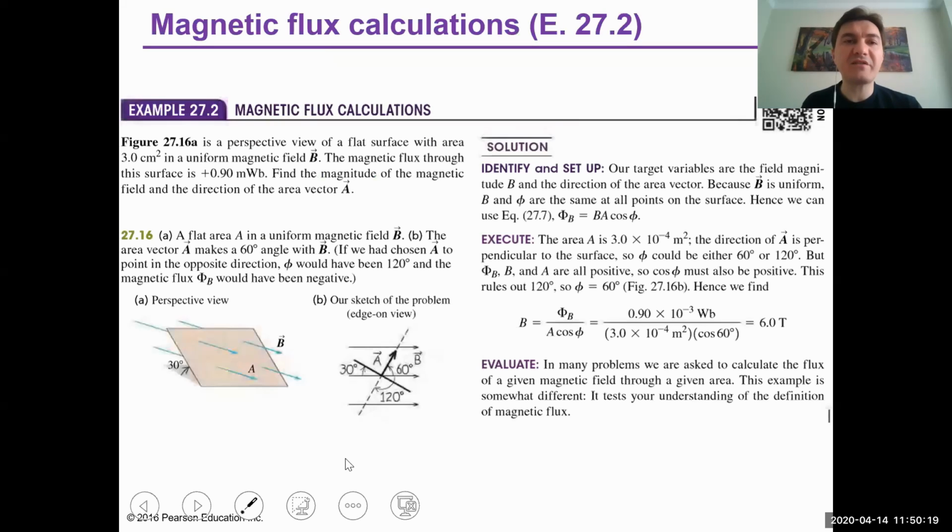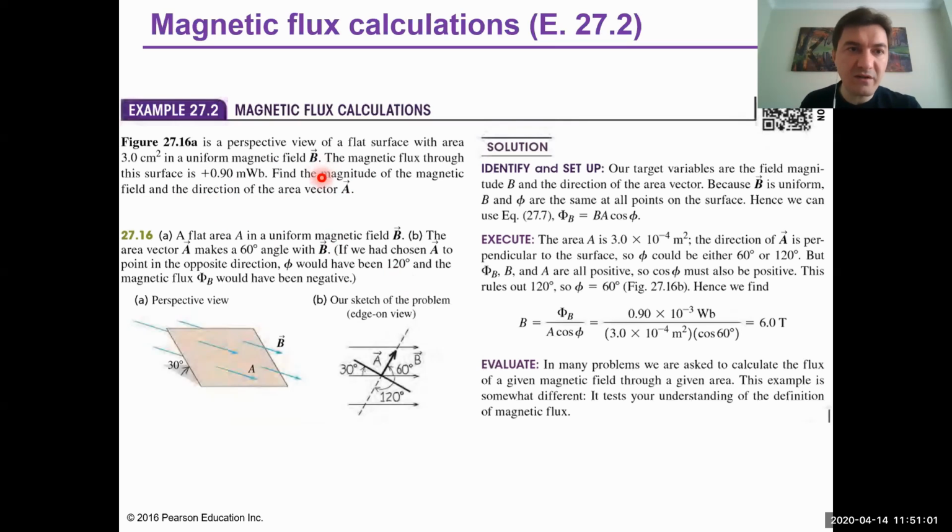So now let's try to calculate magnetic flux. This is another example from the book, example 27.2. So here we have a figure, okay? A perspective view of a flat surface. This is a flat surface with area 3 square centimeter in a uniform magnetic field. This is the magnetic field. The magnetic flux through this surface is given by 0.9 milliweber. Magnetic flux is given. So this phi B is given. Find the magnitude of the magnetic field and direction of the area vector.